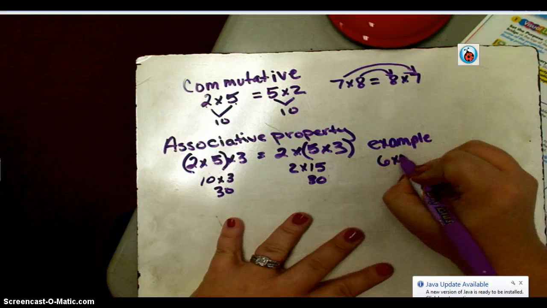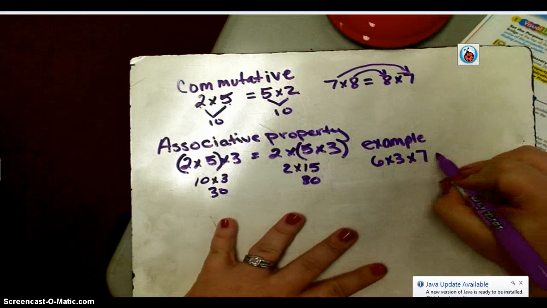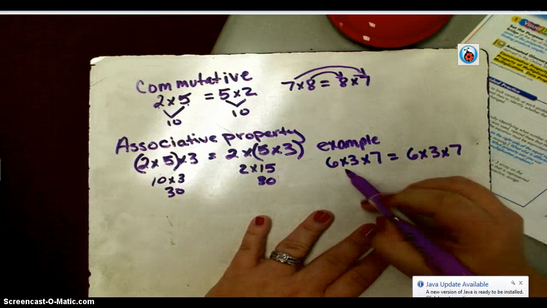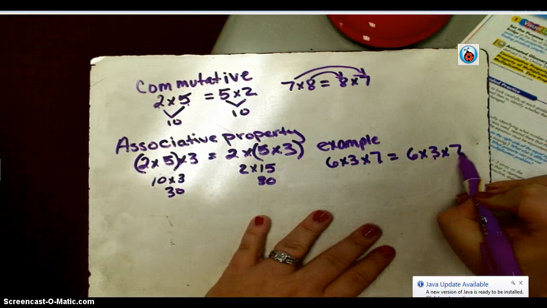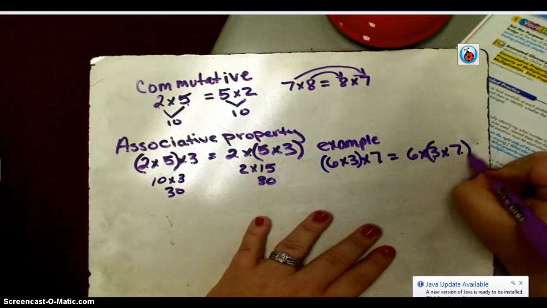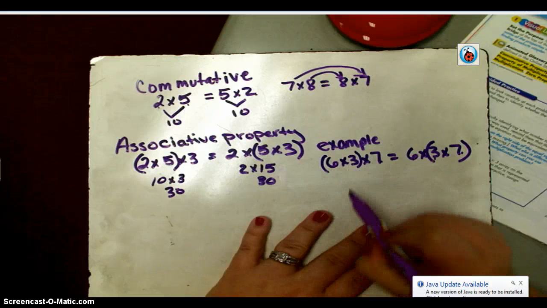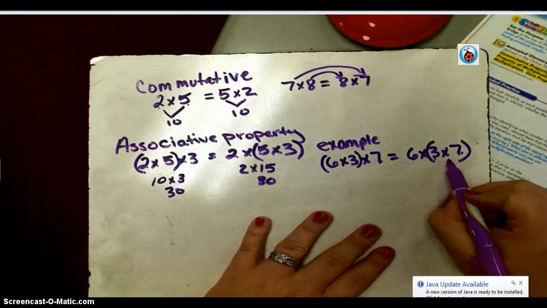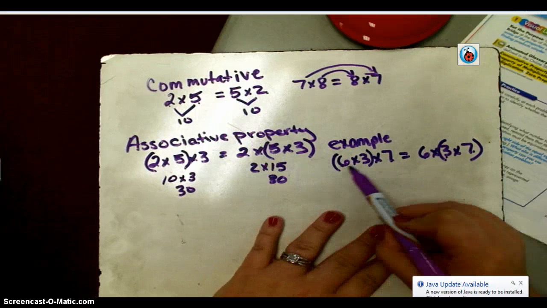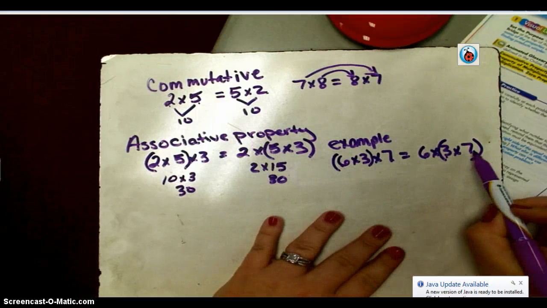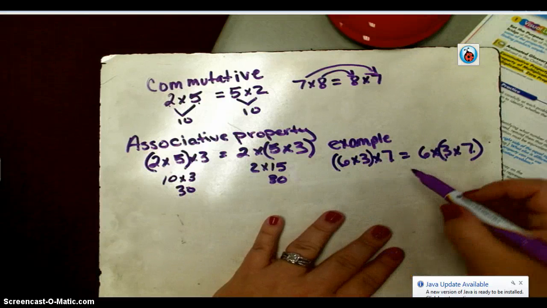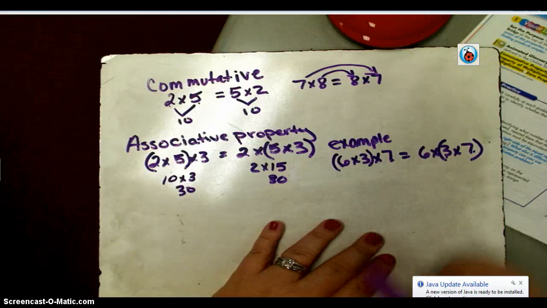6 times 3 times 7 is equal to 6 times 3 times 7. Notice my numbers are still in the same location. I'm just going to change where I'm putting my parentheses. In the first one, I'm putting it around 6 times 3. In the second one, I'm putting it around 3 times 7. So associative property says I can change the location of my parentheses and it does not change the product. Okay? The answer to multiplication, it does not change the product.